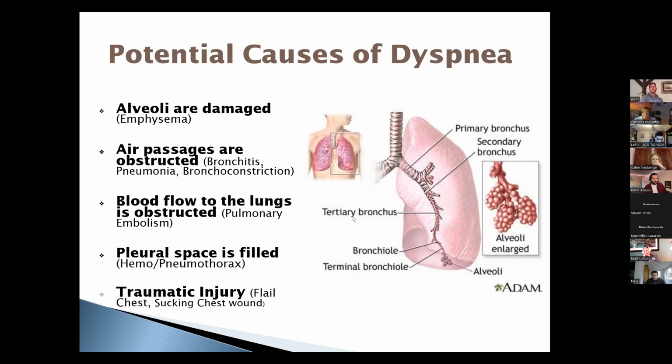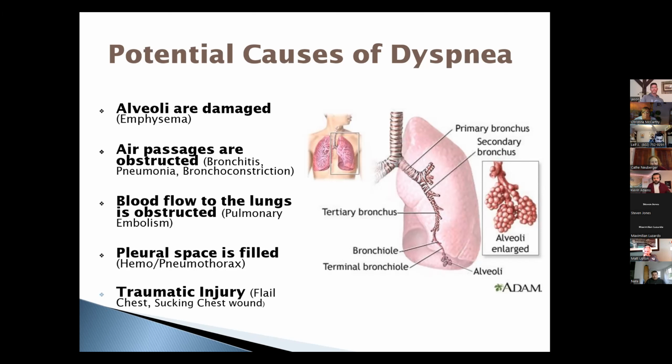Something else that could happen is that the pleural space is filled. So that pleura is a very thin membrane that covers the lungs, keeps them airtight. And if for some reason there's an infection or an injury, it could either fill with air, called a pneumothorax, or with blood, called a hemothorax. So that's going to cause pressure and make the lungs not be able to expand as much as they could.